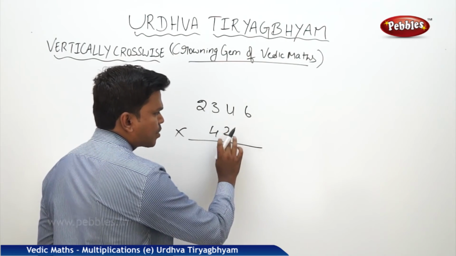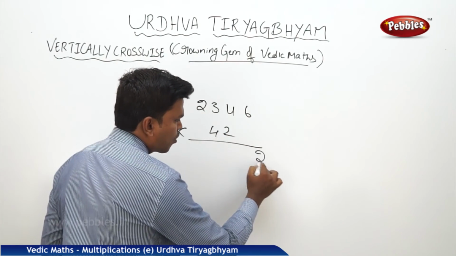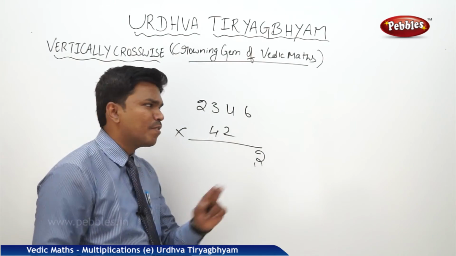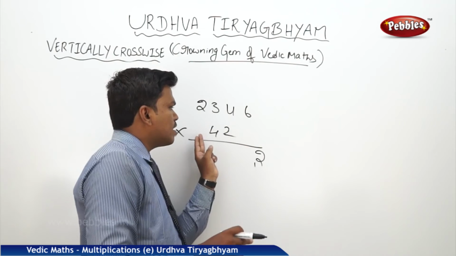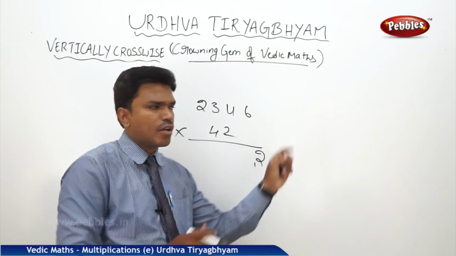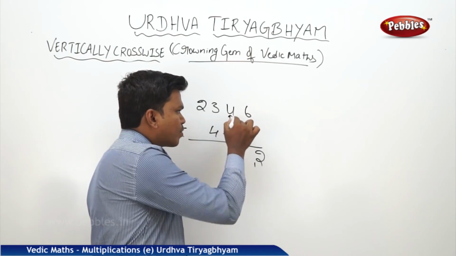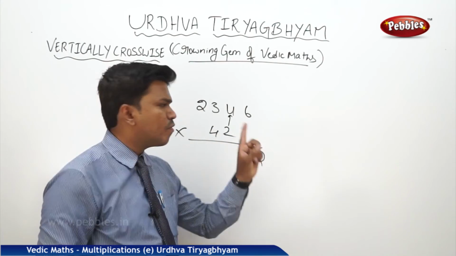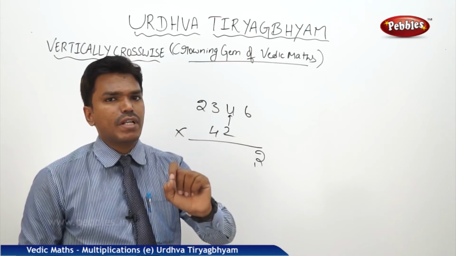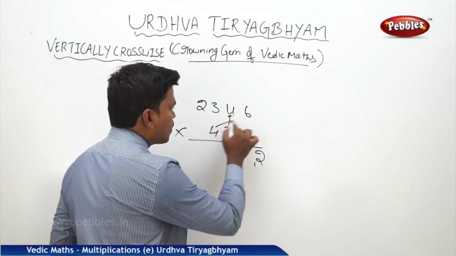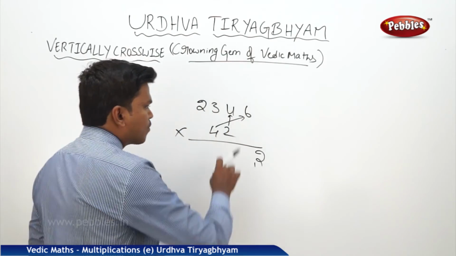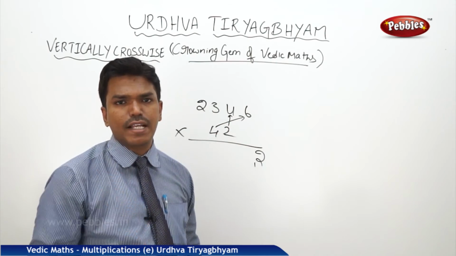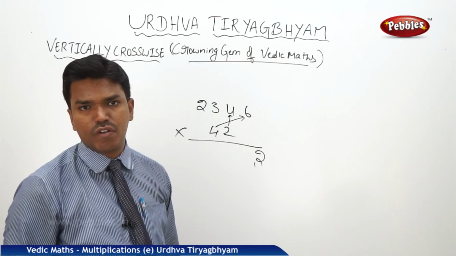6 into 2, first goes to first. 2 6s are 12, drop 2, carry 1. Now anyway I know that in the second step first goes to second, and obviously second will get a chance to go to first. Yes or no? Already first to first is over. Now first goes to second, and second goes to first. Now 4 2s are 8, 6 4s are 24. 8 plus 24, 32. Exactly. 32 plus 1 is the carry, you should not forget.